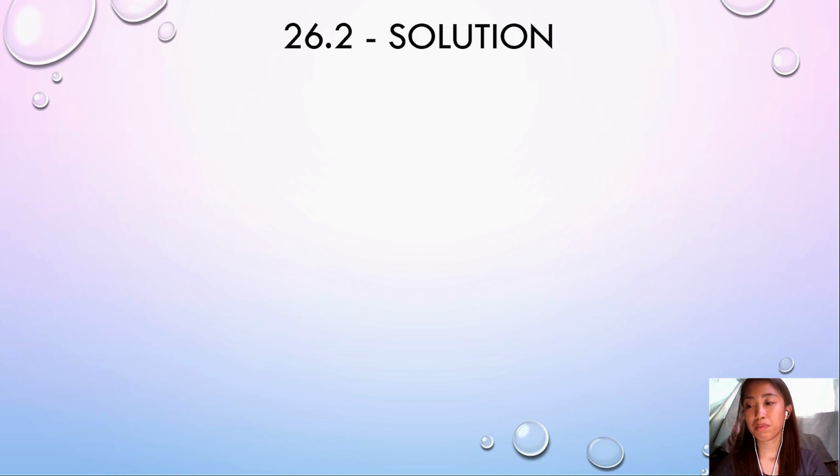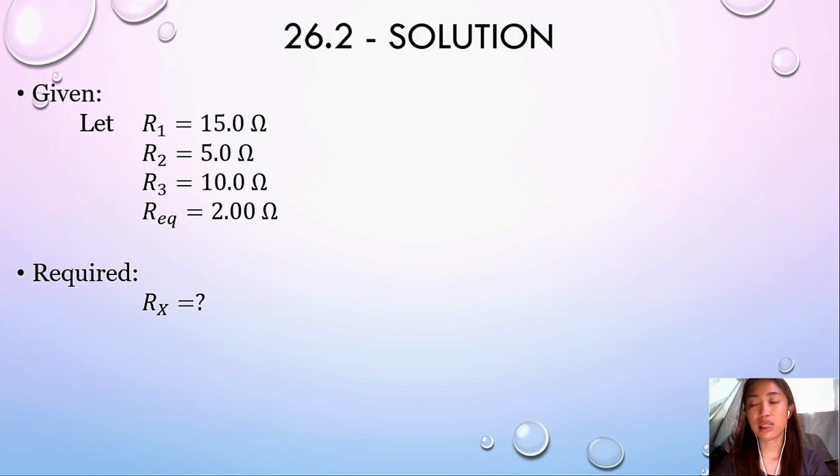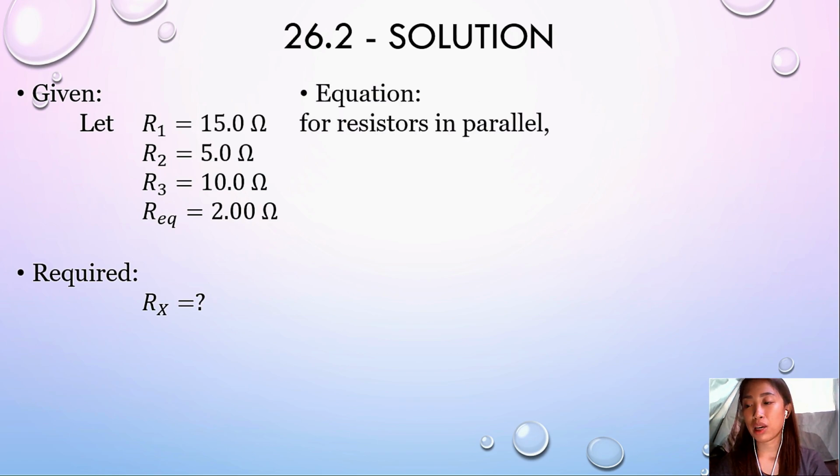So from the given, let us consider the next. R1 is 15 ohms, R2 is 5 ohms, and R3 is 10 ohms. So the ohmmeter reads 2.00 ohms. So we want to calculate the resistance X. The resistance measured by the ohmmeter represents the equivalent resistance of the total resistors because these four resistors are connected in parallel. So therefore, we can use equation 26.2, which represents the connection of resistors in parallel.